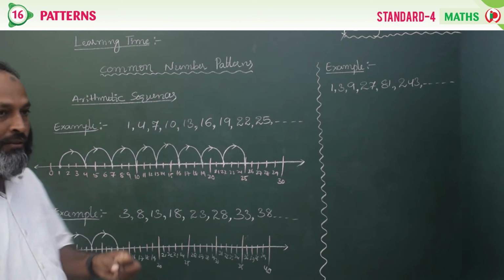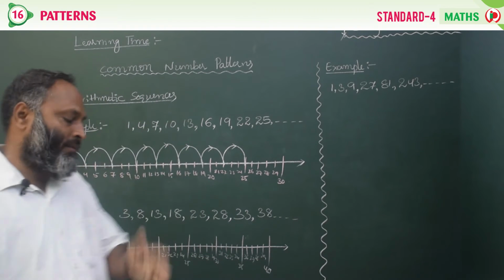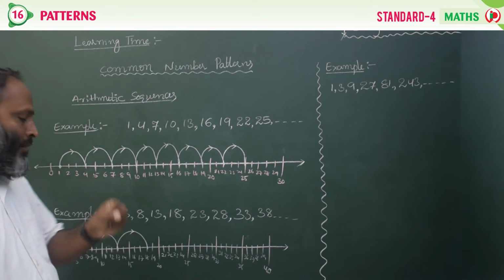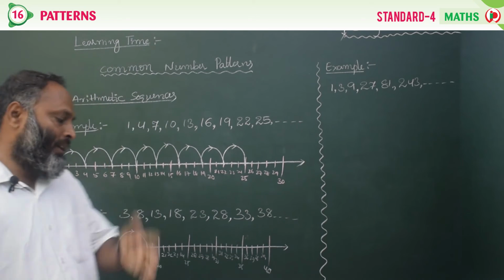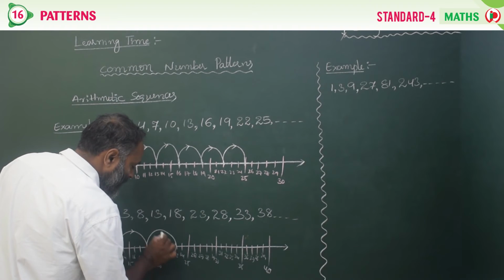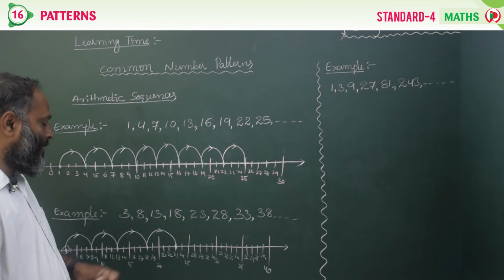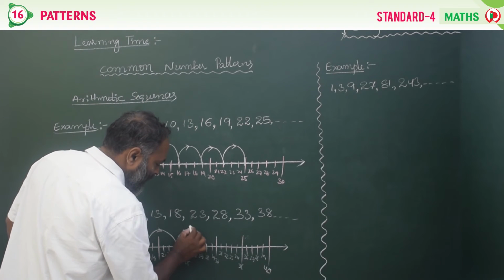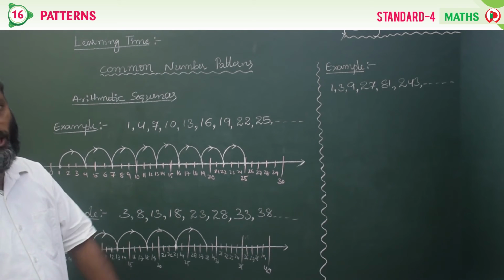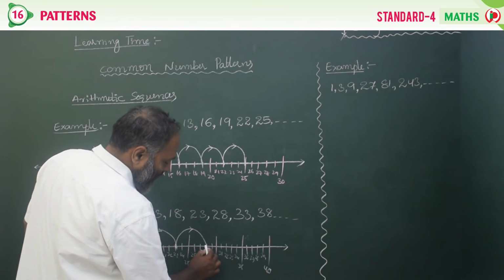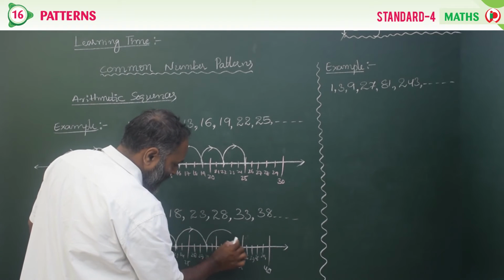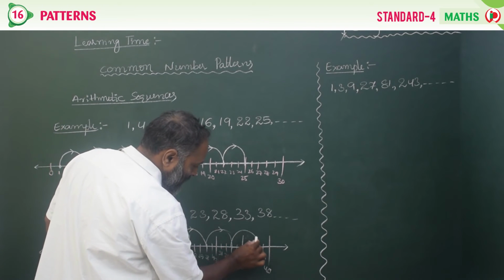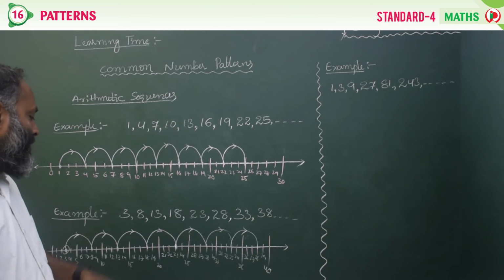Again from 13, add 5: 14, 15, 16, 17, 18, where you will get 18. From 18: 19, 20, 21, 22, 23. Then after that 24, 25, 26, 27, 28. So if you add 5 each time, you will get the consecutive terms of the sequence. Again, if you add 5, you will get 33. Then 33 plus 5, 38. This is the sequence. So, how does the sequence come?